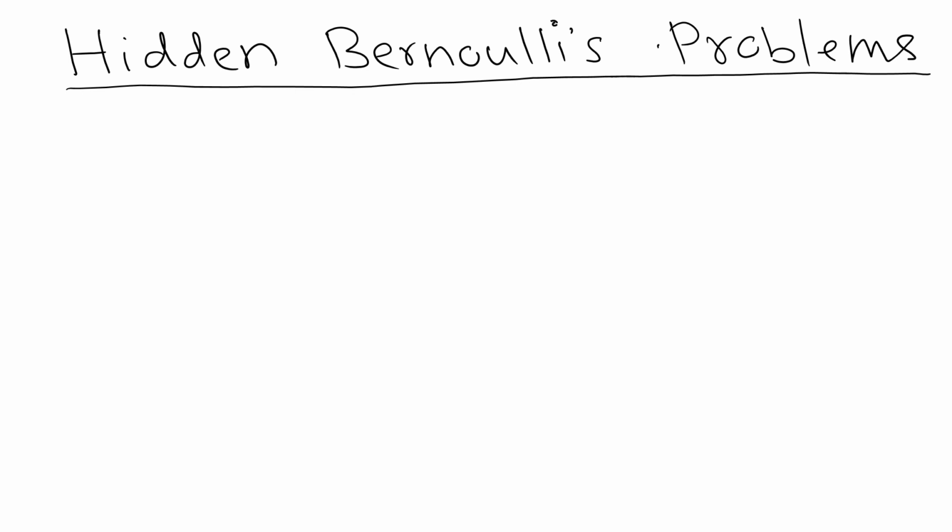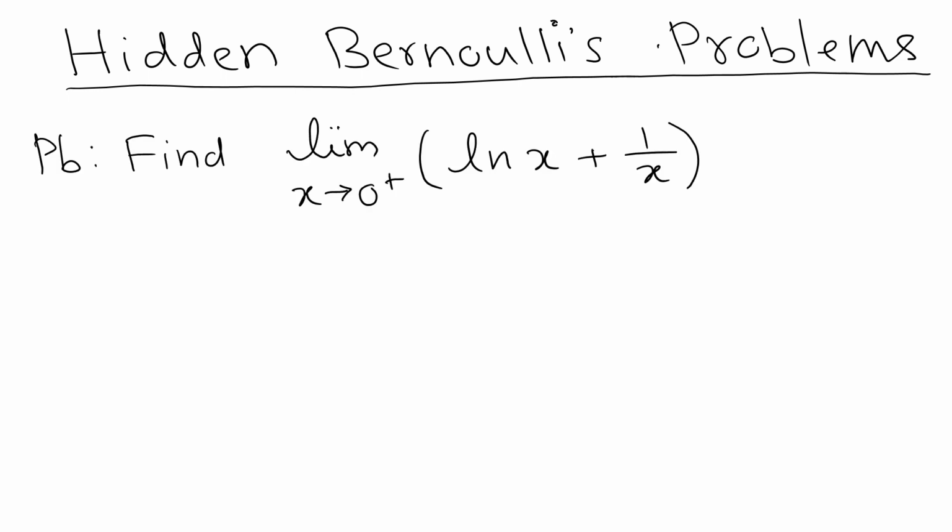The world of mathematics can be very unpredictable at times. Sometimes, to solve certain problems, we need to understand the hidden structures behind them. For example, let's look at this problem. So, find the limit when x goes to 0 plus of (ln x plus 1 over x).